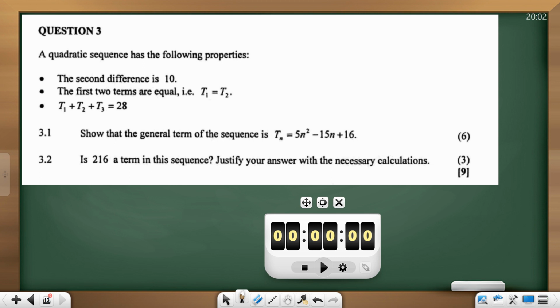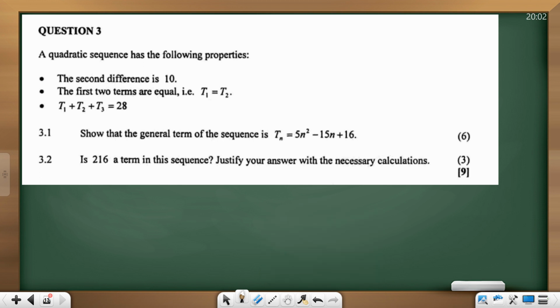Were you able to get Tn? If you get Tn, then the last question is just... all right. The second difference is 10. The first... T1 plus T2 plus T3 is 28. What do we do there?